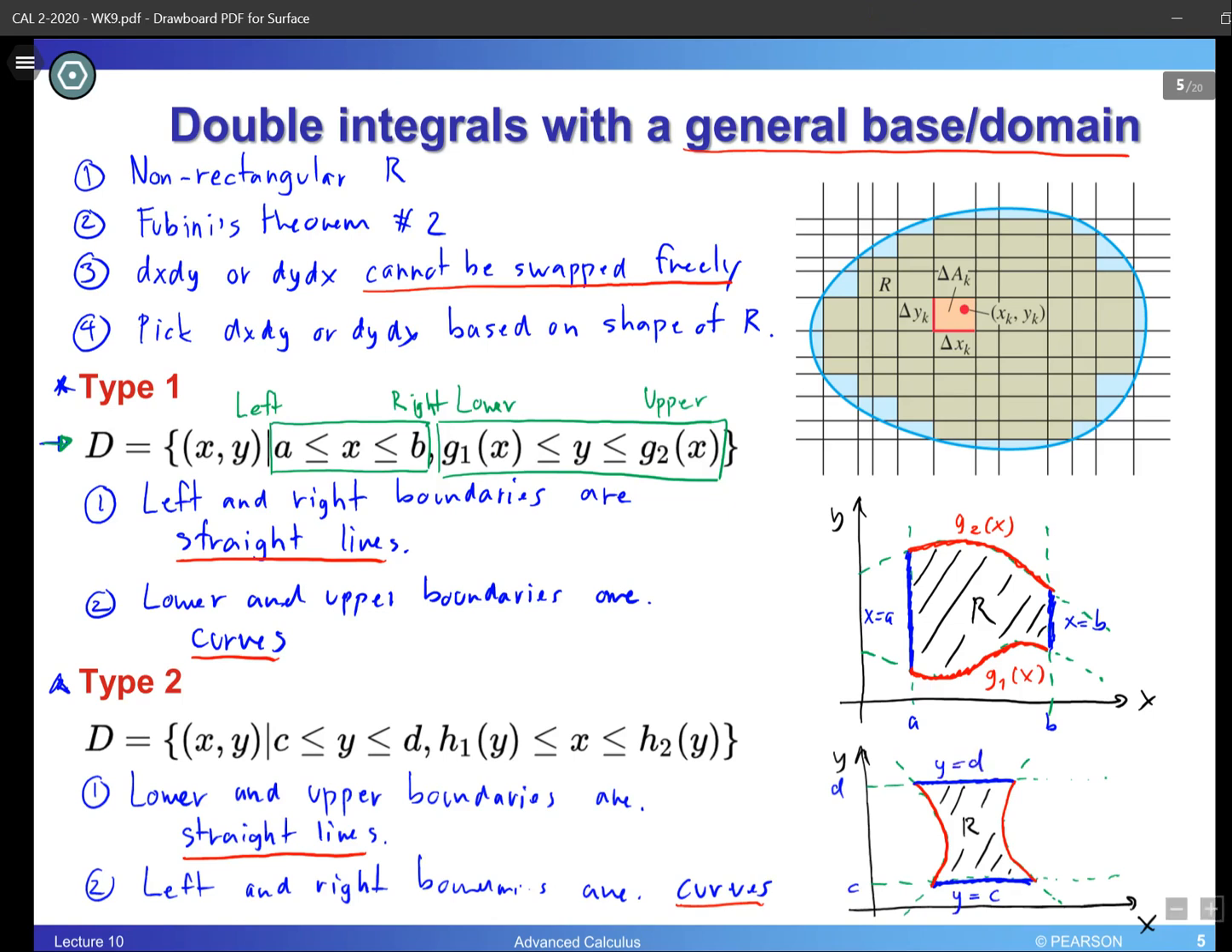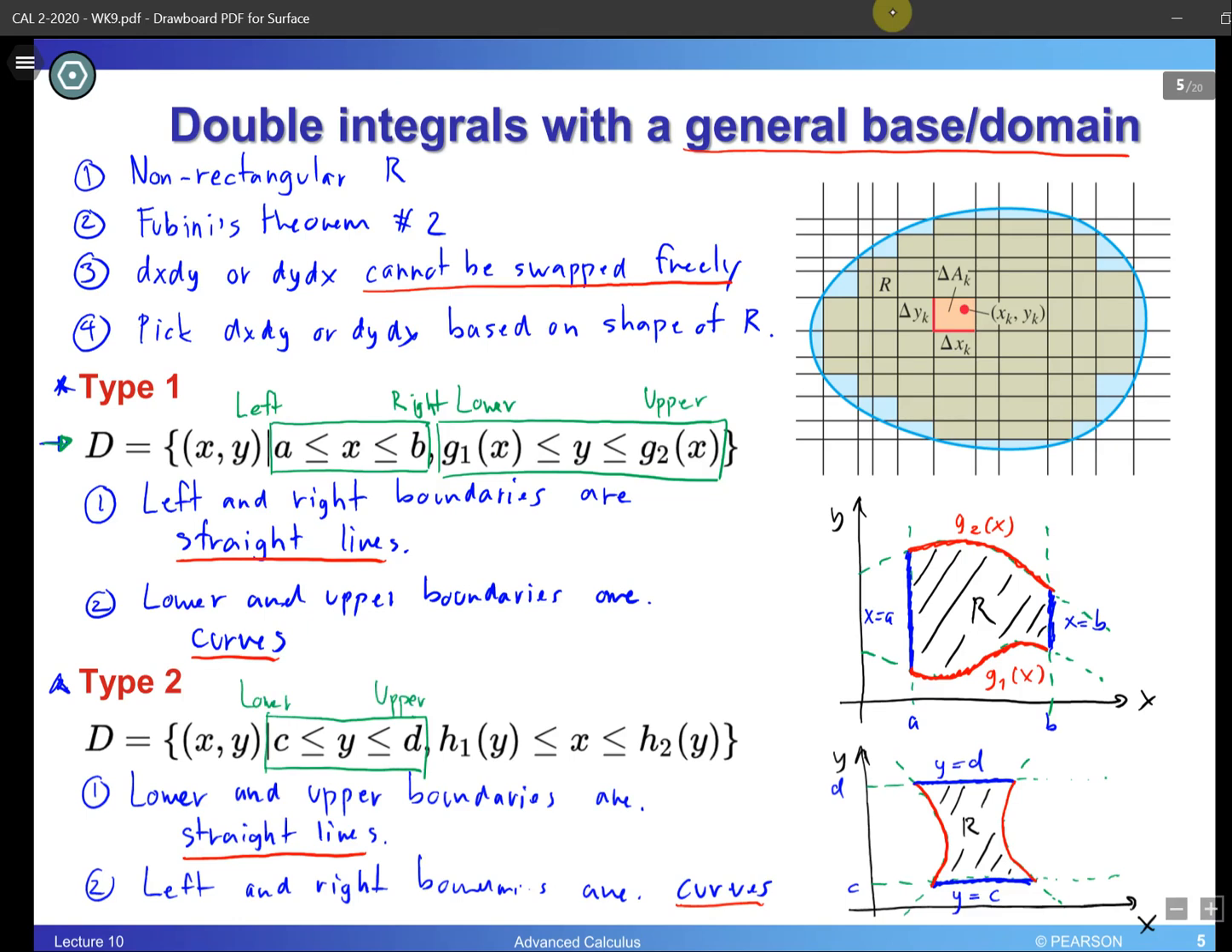And that's why we have this. Y has to be in between c and d right here in the definition of this domain set of type 2. So make a note again that c right here is the lower boundary this time, and d right here is the upper. Now let's move to the x variable.